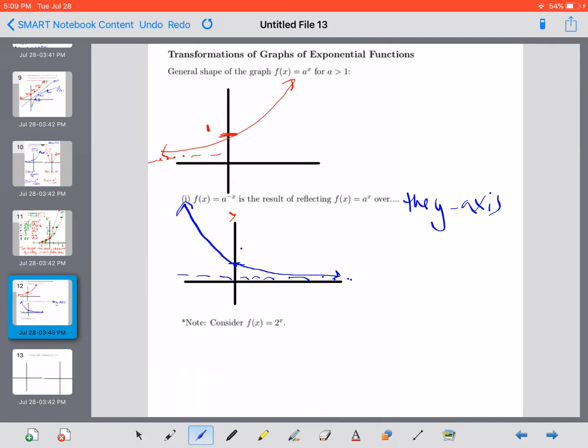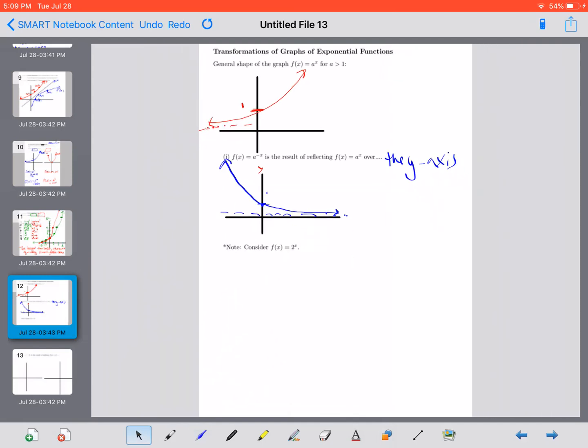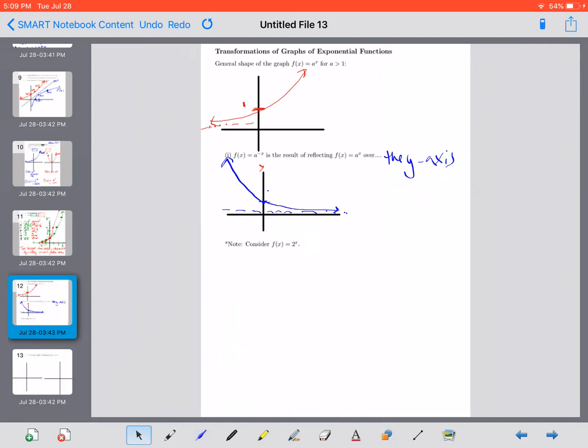if a is greater than 2. Now, a quick note, let's consider the graph f of x equals 2 to the x. We know it looks roughly like that red graph we drew up above because we've already drawn it a few times. What would the results, let's call this new graph, 2 to the negative x be? Well, remember, we could rewrite this as 1 over 2 to the positive x because a negative exponent is the same as moving it to the denominator and making that exponent positive.